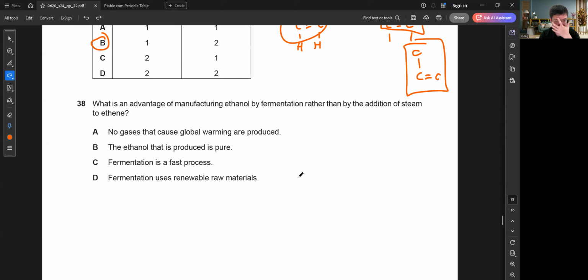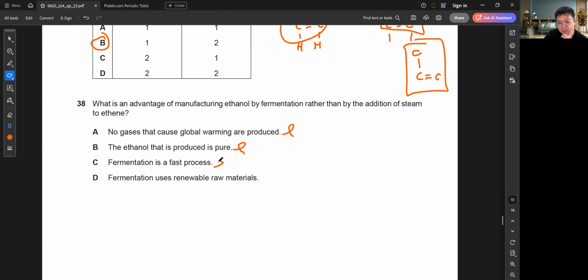38. What is an advantage of manufacturing ethanol by fermentation? So there is a chemical formula to this, so make sure to memorize. Let's start with A. No gases that cause global warming. Not exactly, because there is also carbon dioxide from the fermentation. So not really. Ethanol that is produced is pure. Both produce pure ethanol, so it's not really an advantage of fermentation.